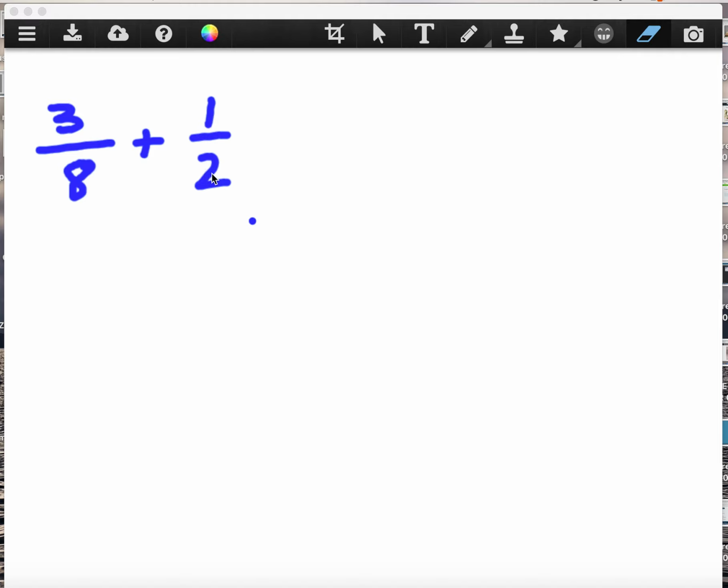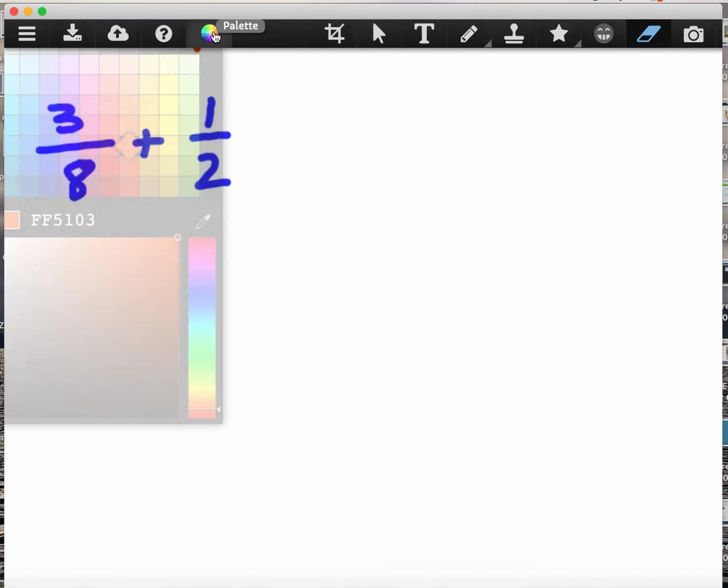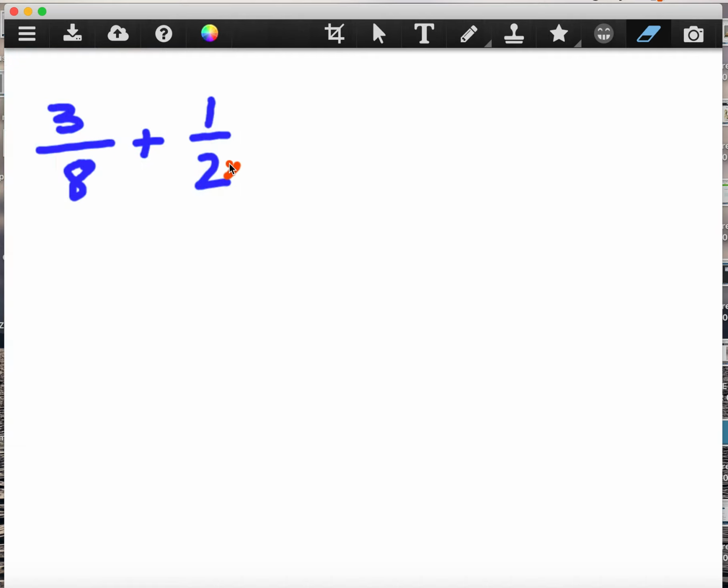We have 8 and we have 2. And I want you to ask yourself, is there anything I can multiply times 2 to get to 8? If you can, then you only have to change one fraction. You don't have to change them both. So in this example, let me get a different color here. If I multiply 2 times 4, it gets me 8.